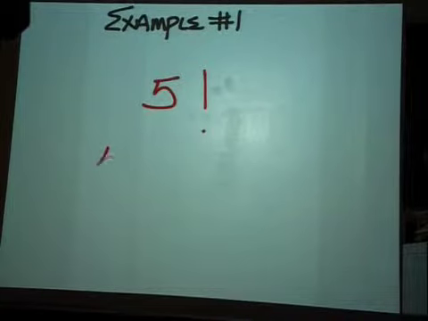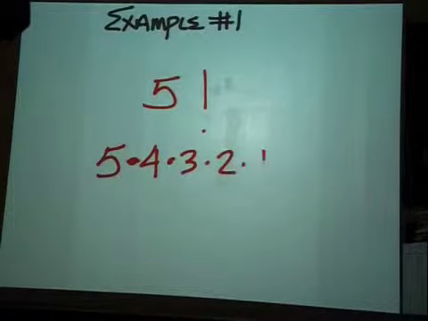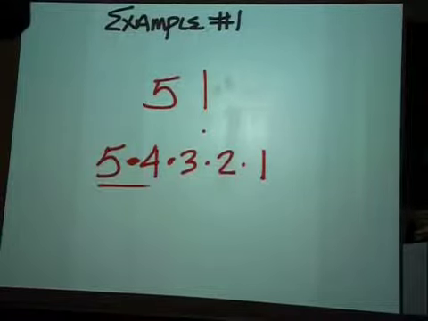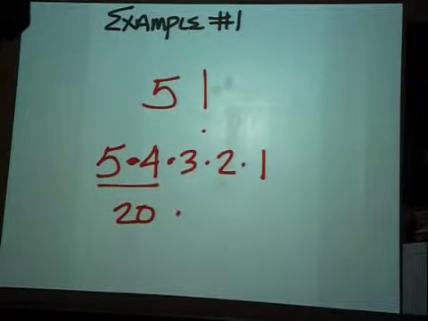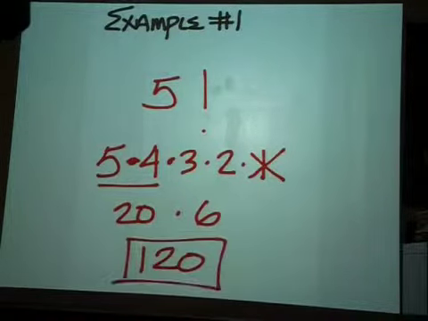5 factorial is written in long form as 5 times 4 times 3 times 2 times 1. If you're using a calculator, just plug them all in. If you're doing it by hand, you can section them off. 5 times 4 is 20, 3 times 2 is 6, and the 1 doesn't make any difference. So the final answer would have to be 120.